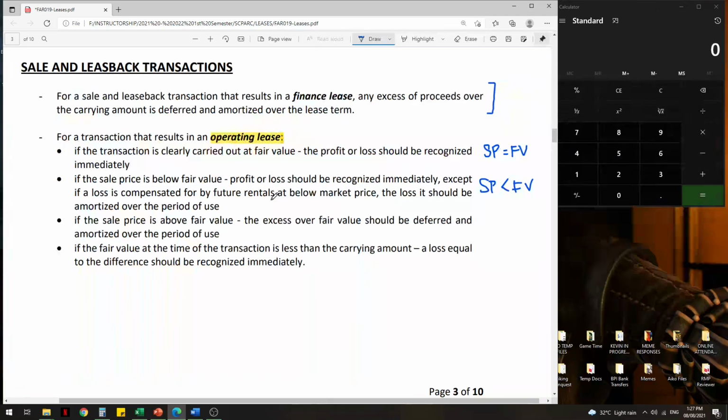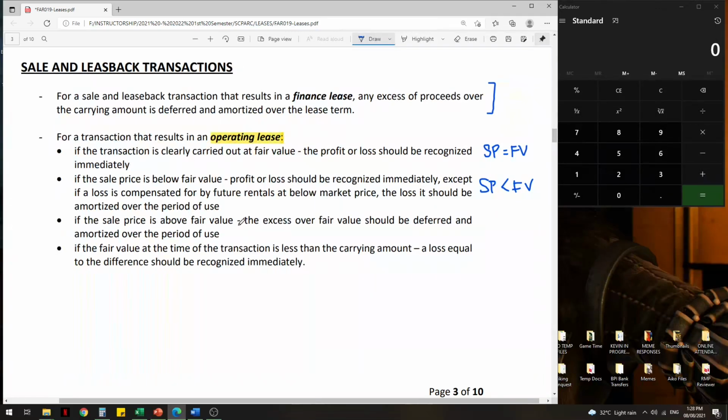Meaning, naibenta ko siya at a lower amount for the current sale because in the leaseback, nag-agree kami na, okay, sige, since naibenta ko sa'yo ng mas mababa, siguro mas may hustisya kung i-reduce natin yung rentals for the future para ma-compensate. Ganun ang naging agreement. Kung ganito ang naging agreement, the loss should be amortized over the period of use. So, amortized, magiging deferred loss po. So, meaning if 10 years, that loss will be amortized for the 10 years.